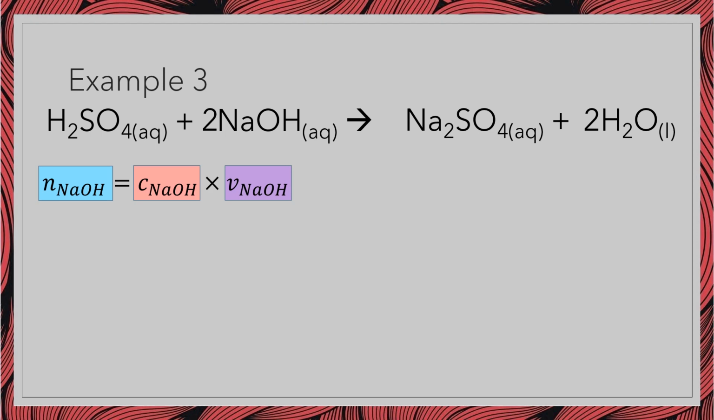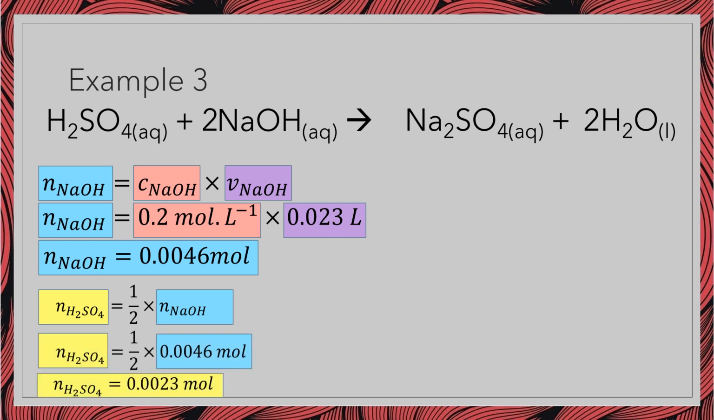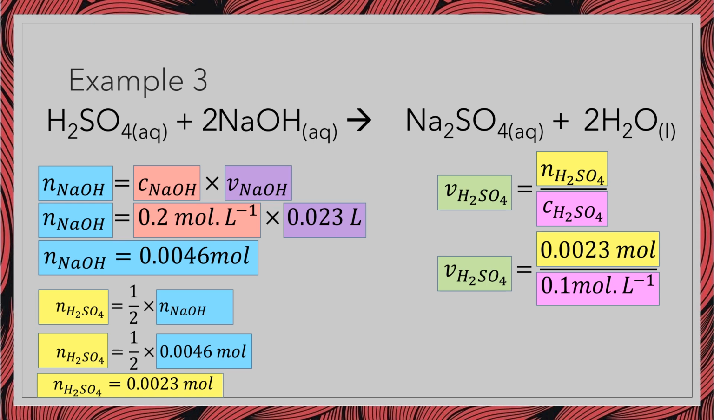So let's do that. The number of moles of sodium hydroxide is 0.0046 moles. Now we know the reaction ratio is 2 to 1. So the number of moles of sulfuric acid should be half the number of moles of sodium hydroxide, because again, we have 2 and 1. And so we should get 0.0023 moles of sulfuric acid. We can then calculate the volume of sulfuric acid using number of moles and concentration. So moles over concentration gives us volume. So 0.0023 divided by 0.1 equals 0.023 liters, or 23 milliliters of sulfuric acid.